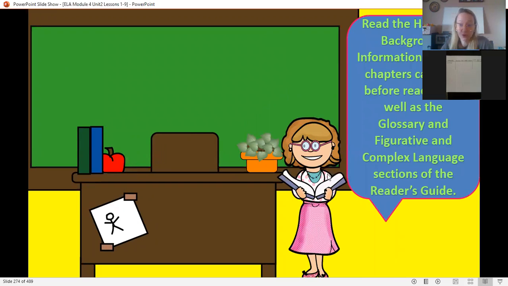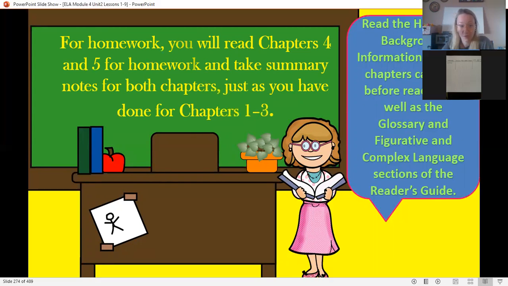I want you to read the historical background information for both chapters really carefully before you start reading, as well as the glossary and the figurative and complex language section. It's going to help clarify things before you read the chapter. For homework, you're reading chapter 4 and chapter 5. Both chapters are available as read alouds on my YouTube channel, or you can read the book that's available in the conference room for you to pick up at school. You're going to work on the summary notes for both chapters as well.